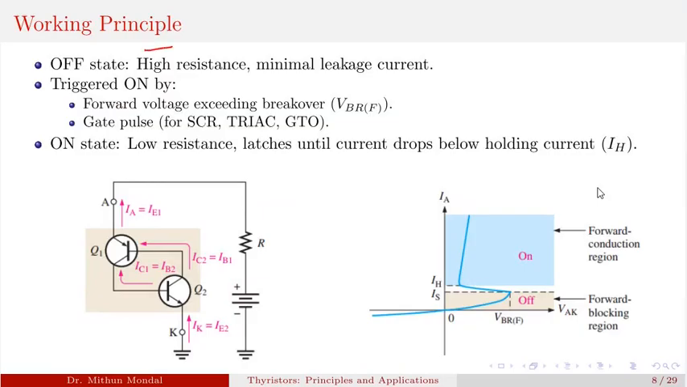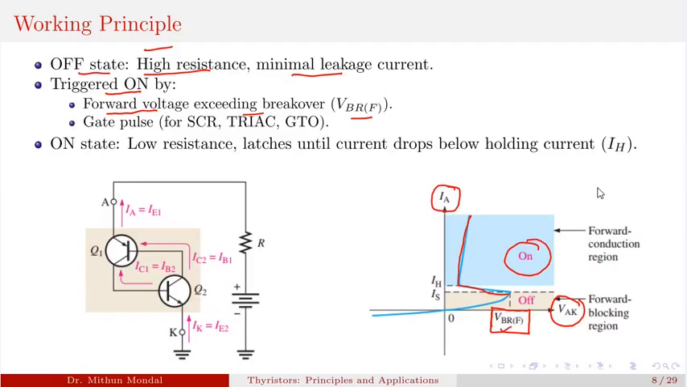So the working principle of this two transistor model is that it has high resistance in the off state, and a minimal leakage current flows. But when the transistor is triggered on, the forward voltage exceeds the breakover voltage. Here we can see the characteristic where the x-axis represents the anode voltage, and here you have the anode current. So when the forward voltage exceeds the breakover voltage, the thyristor is turned on. This is the turning on of the thyristor when the breakover voltage is exceeded.